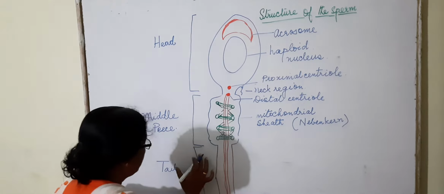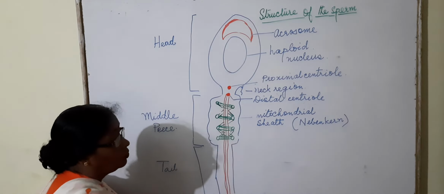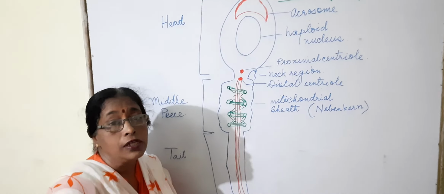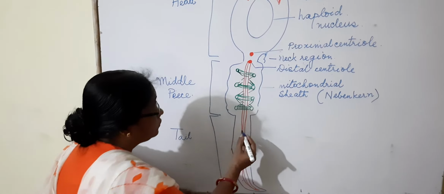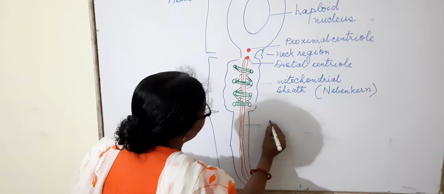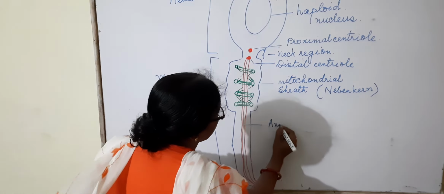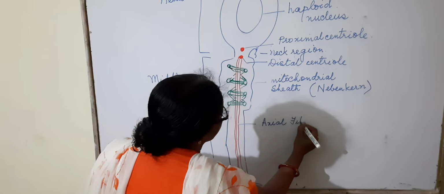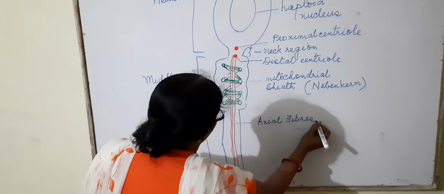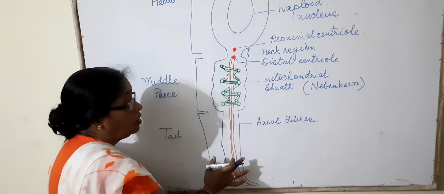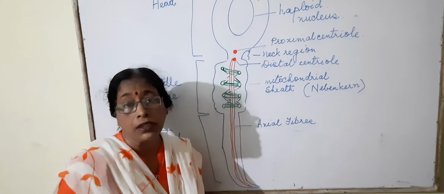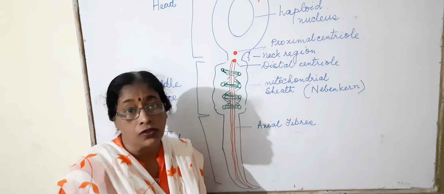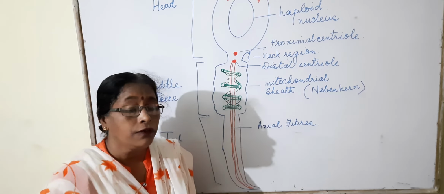Now after this comes a long portion which is known as the tail. The tail is the longest portion of the sperm cell. It contains the axial fibers, and this is the tail region which helps in the locomotion, that is in swimming of the sperm cells to reach the ovum during fertilization.